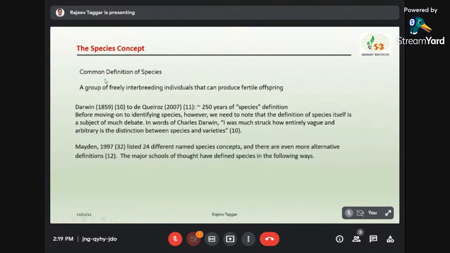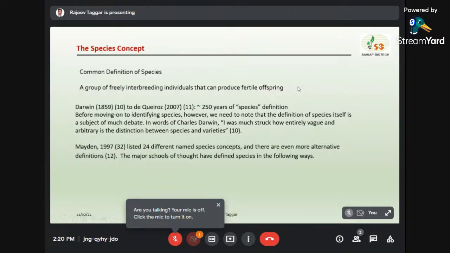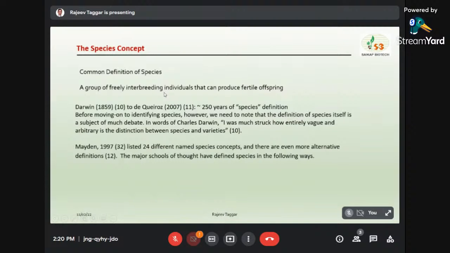Now here, classically, what we mostly know, what we are taught when we start our academic career, is that a species is a group of freely interbreeding individuals that can produce fertile offspring. So we have a tiger, we have a tigress, we have a donkey. But let's say a tiger and a lion can crossbreed and make a liger. But the liger cannot produce children.